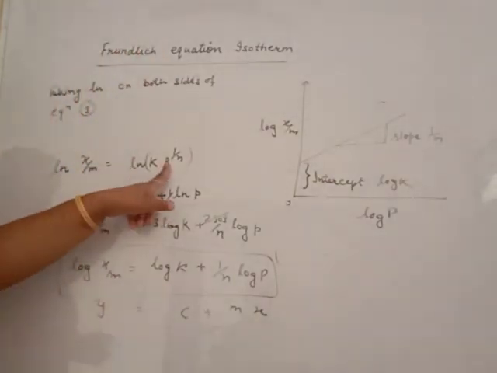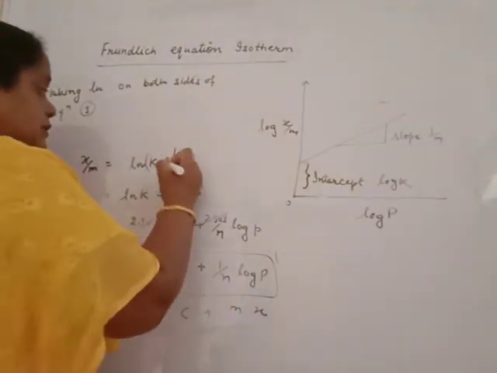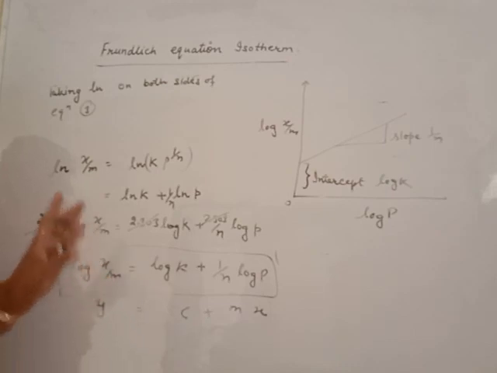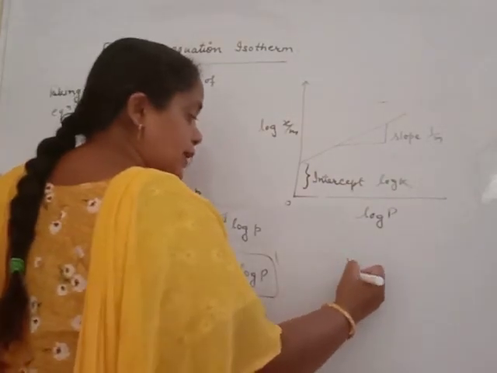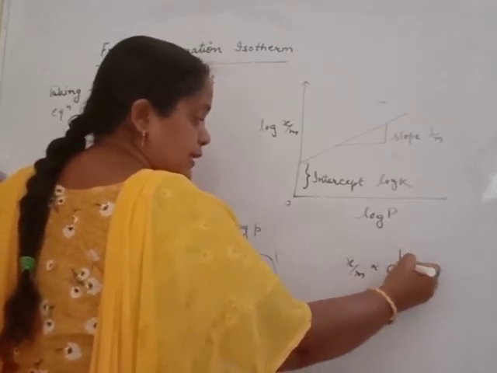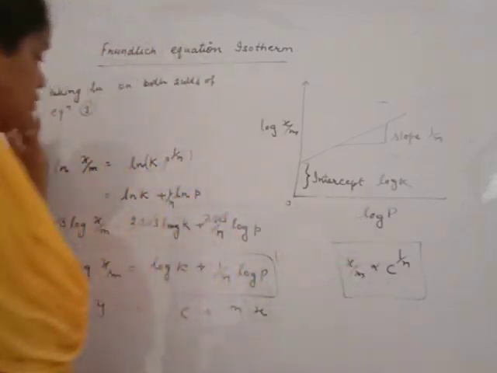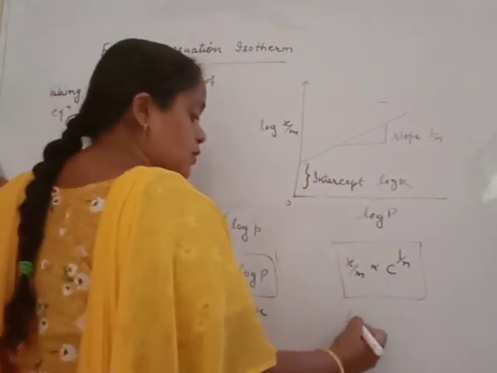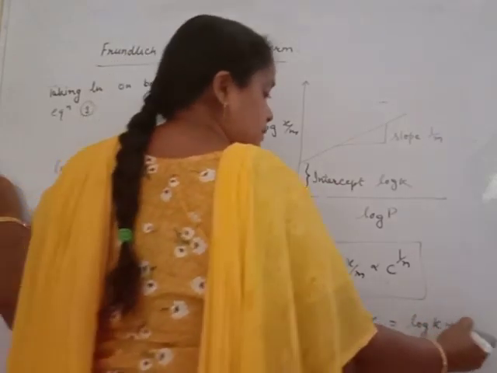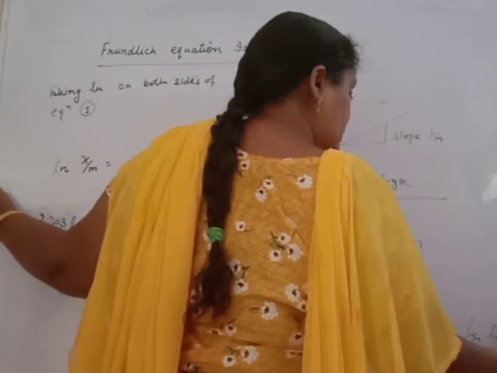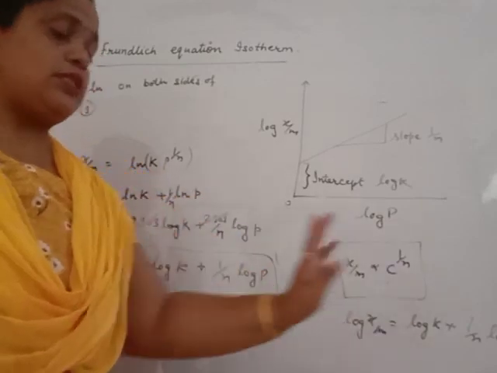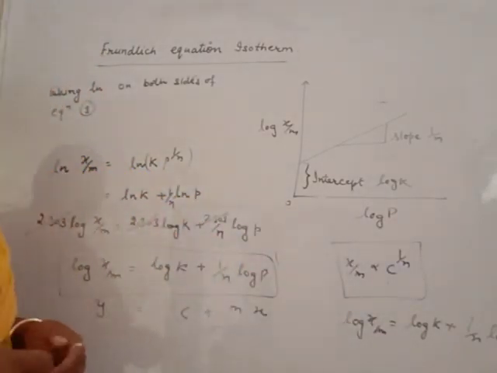In place of P, we will use C for concentration. For gases we use pressure, otherwise we use concentration. Then our equation is x by m equals K C to the power 1 by n, which is the Freundlich adsorption isotherm. Solved in the same manner, the answer is log of x by m equals log of K plus 1 by n log of concentration. It is our linear equation. In place of P, we use C for molar concentration. Thank you.